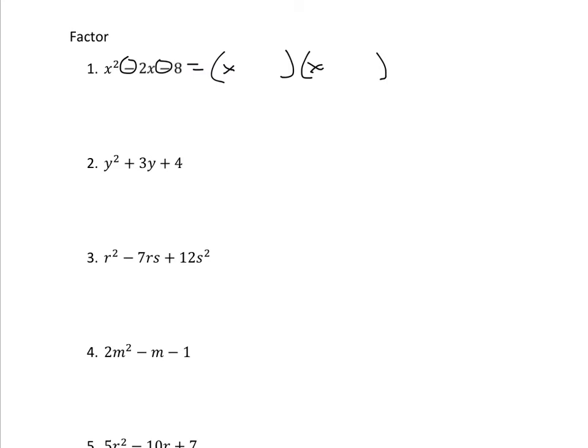So that means that we're going to have one plus, one minus, because of the negative 8. All right, and we need two things that multiply to negative 8 and add to negative 2. So we can use 2 and 4, and the bigger number has to go with the negative, so they add to negative 2.